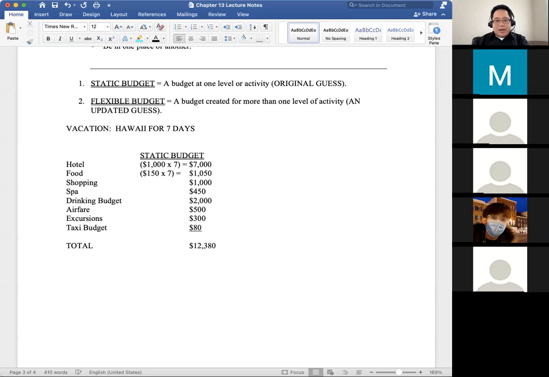Okay, I want to point out that we went on vacation for 7 days. 7 days. Okay. Let's say that what actually happened is that we had a great time and we decided to stay 3 days extra. So we stayed for 10 days. Okay, so then let's say my actual costs are as follows.